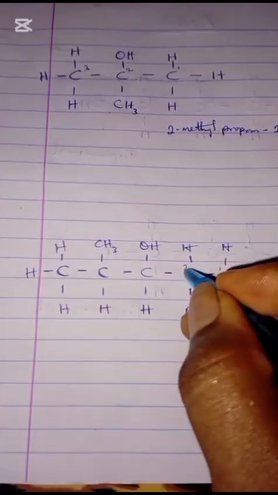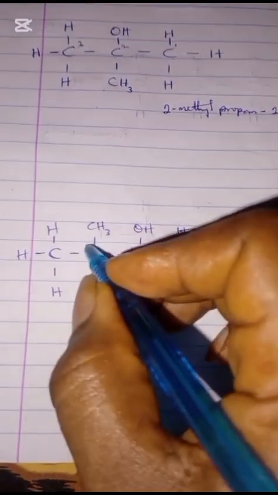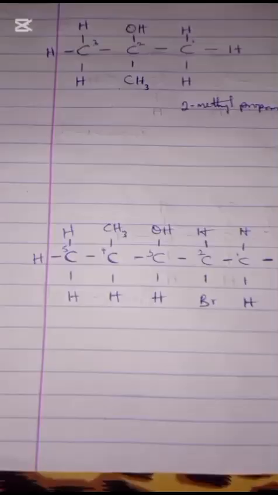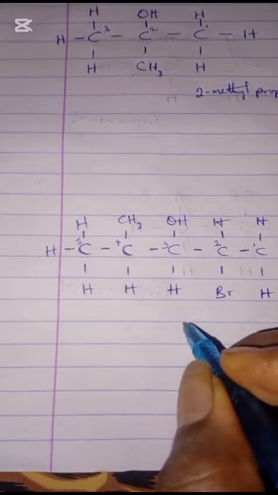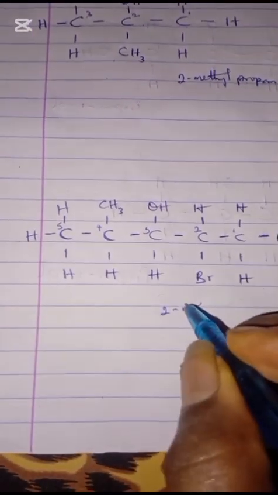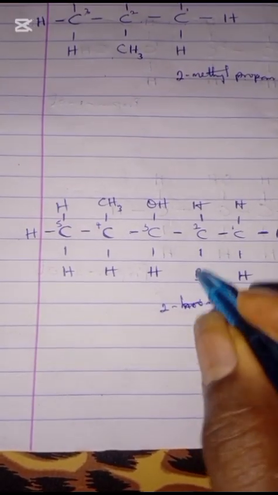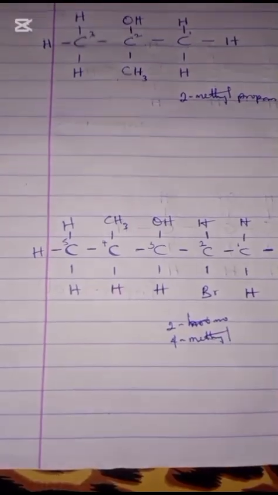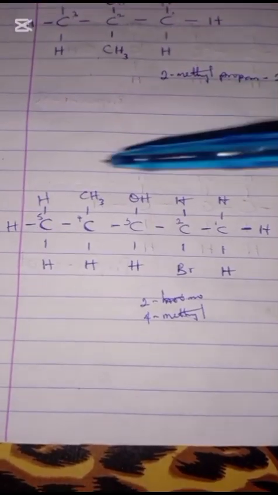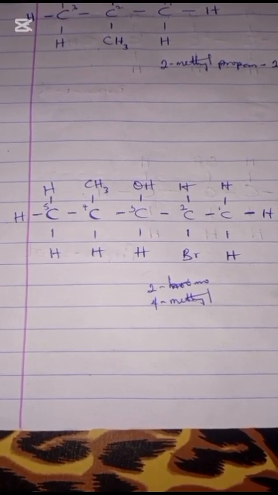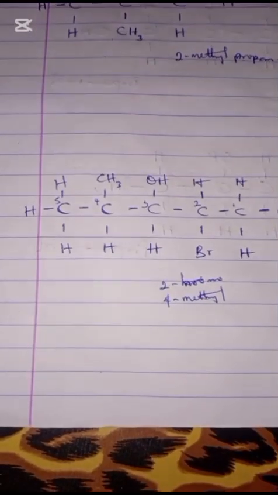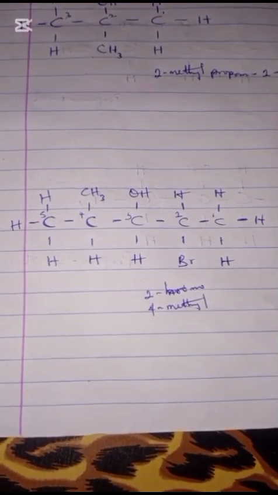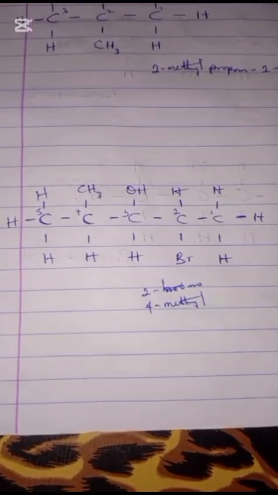So, we have 1, 2, 3, 4, 5. Yes, which means that we have 2-bromo, because bromine is on carbon 2. We have 4-methyl, that is methyl being on carbon 4. Then we have the alcohol group, which is the hydroxy group, at carbon 3. Now, the longest carbon chain is prop, which means that the name of this compound we end with what? 3-ol.